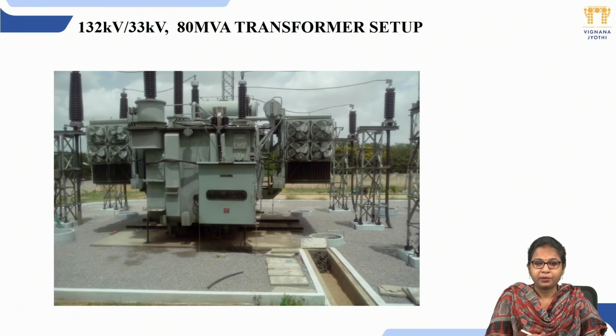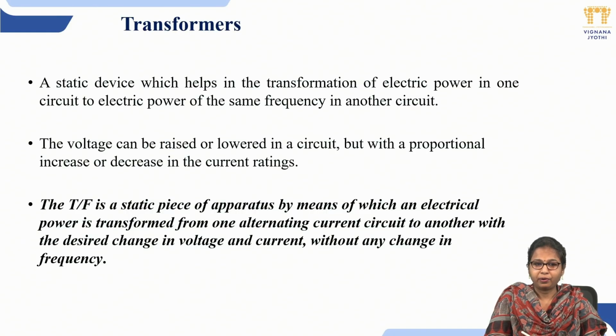This is a basic 132 kV by 33 kV, 80 MVA transformer setup in one of the substations. This is a step down transformer. A transformer is a static device which helps in transforming electrical power in a circuit, working at the same frequency. It transfers the voltage from one level to another without a change in frequency and also the flux.